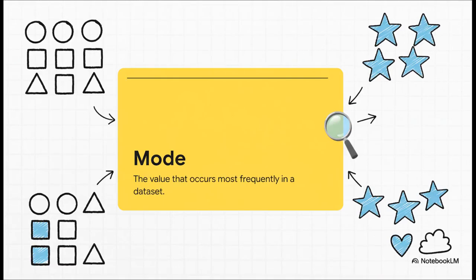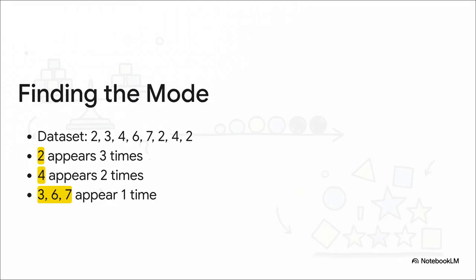The mode is beautifully simple. It's just the value that shows up the most often. That's it. The most popular choice, the most common item in the whole dataset. It's perfect for what we call categorical data, like colors or names, but hey, you can use it for numbers too. Let's look at this set of numbers.